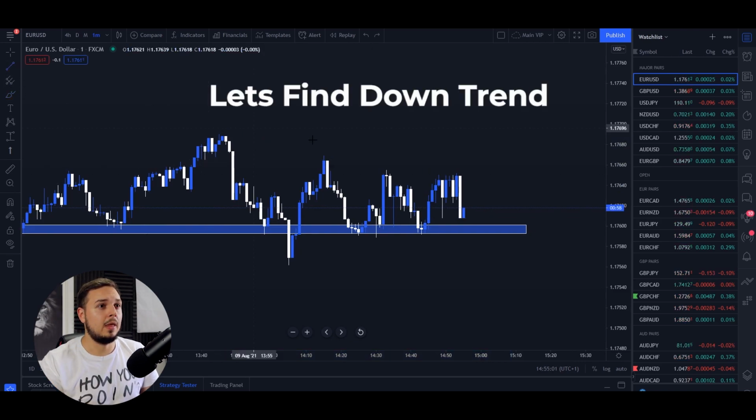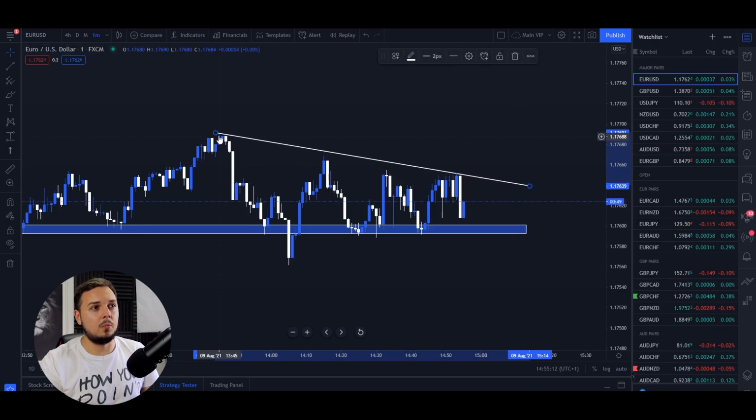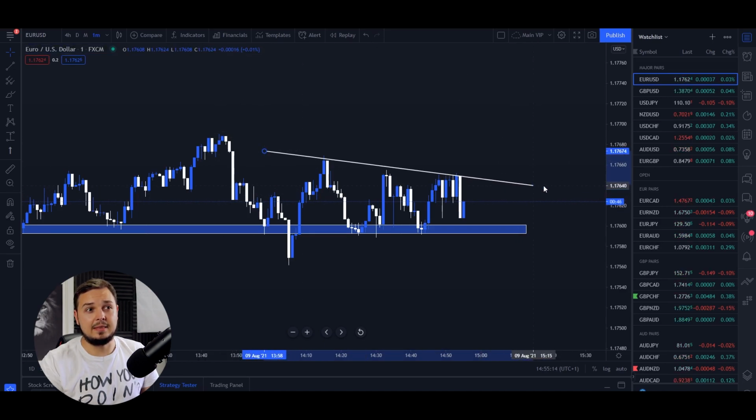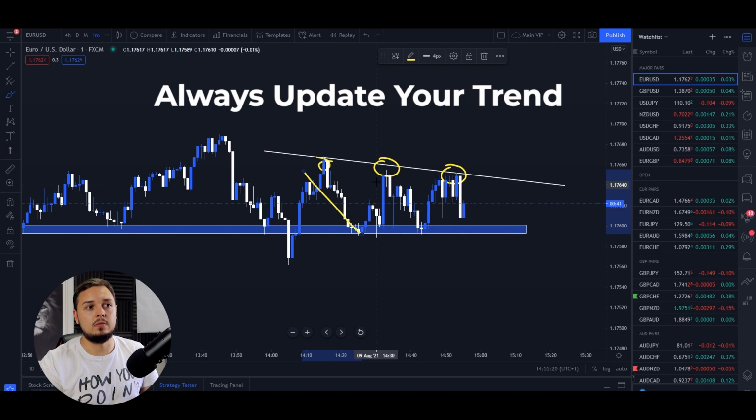So what do we do? I will mark this trend towards the downside. As you can see, it kind of pulled back out. So we want to move it a little bit, see where it can actually stand and make sense. This trend line seems pretty good to me. Every time it touched, it went towards the downside.